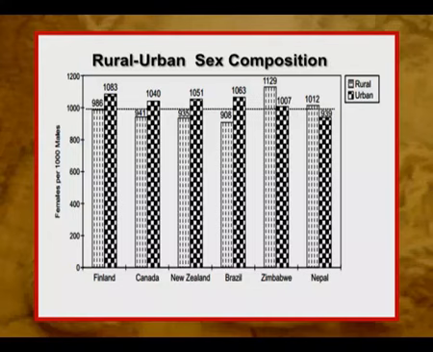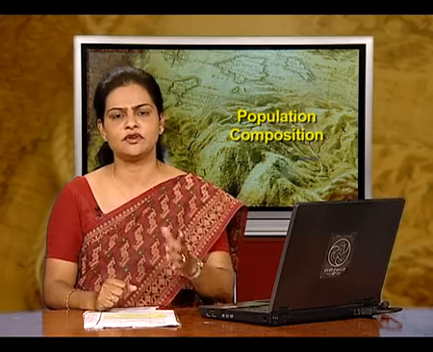The rural-urban differences in sex ratio in Canada and Western European countries like Finland are just the opposite of those in African and Asian countries like Zimbabwe and Nepal respectively. In Western countries, males outnumber females in rural areas and females outnumber males in urban areas. In countries like Nepal, Pakistan and India, the case is just the reverse.